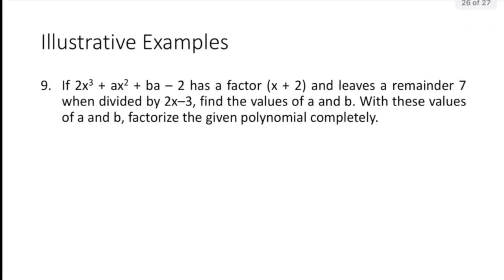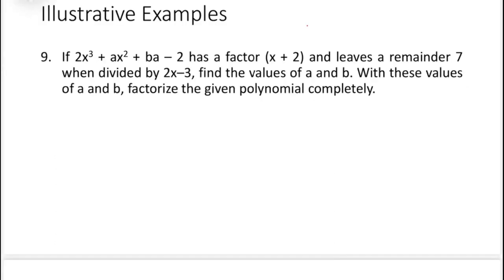So we'll move on to our next example, and this is going to be the last example that we are going to do on factorization. f(x) = 2x³ + ax² + bx − 2 has a factor of x + 2. My apologies, it should be bx, not ba. So whenever it is said that this polynomial has a factor of x + 2, immediately using the factor theorem we can say that f(−2) must be equal to 0.